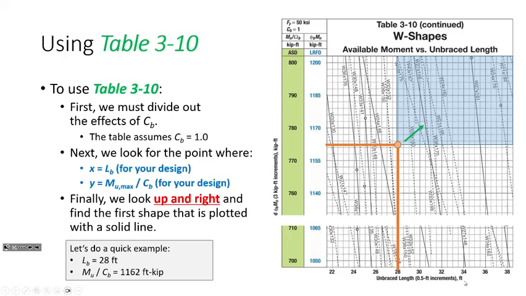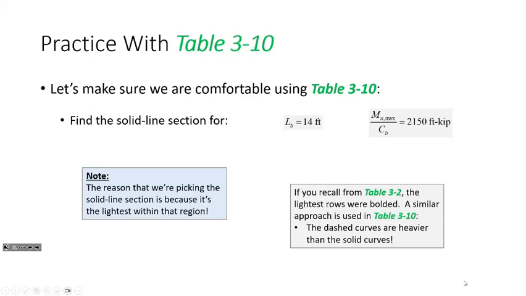So I want to make sure that we're comfortable with this. So today, I want you to find this. Okay, so this is what I want you to do. I want you to open up to table 3-10, and I want you to find a shape for an unbraced length of 14 feet and a moment of 2150.